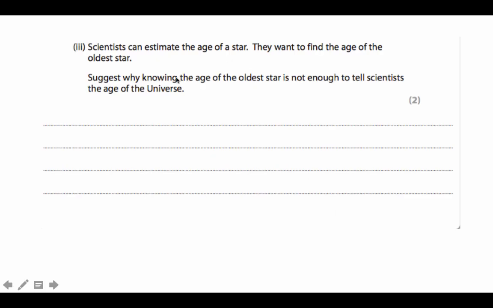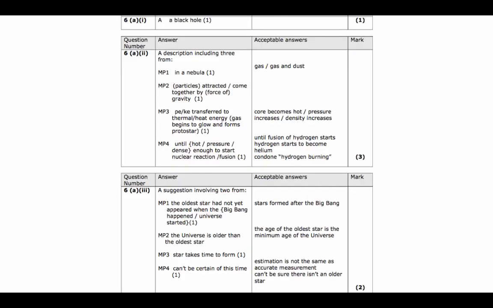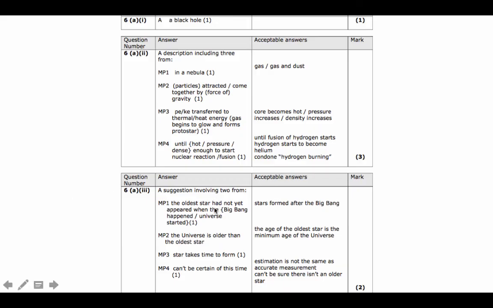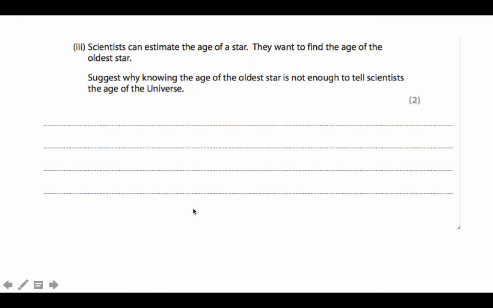Okay. Scientists can estimate the age of a star. They want to find the age of the oldest star. Suggest why knowing the age of the oldest star is not enough to tell scientists the age of the universe. That's a tricky question. Have a go yourself if you want, but let's show you the mark scheme. The oldest star has not yet appeared. Now that's weird. How would you mean the oldest star has never appeared?